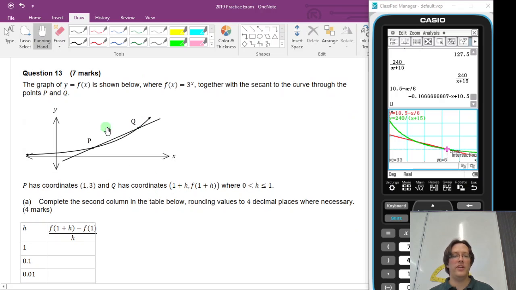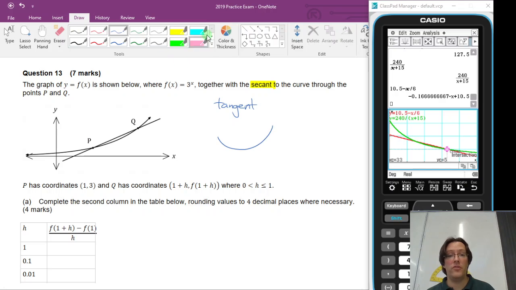Next up, question 13. The graph of y equals f of x is shown, where f of x is 3 to the power of x, together with the secant to the curve. Just as a reminder, the tangent to a curve is the straight line that just touches it without passing through it more than once. A secant is a line that does pass through it twice, like that. That is a secant. A tangent just touches it once. So that's what a secant is.